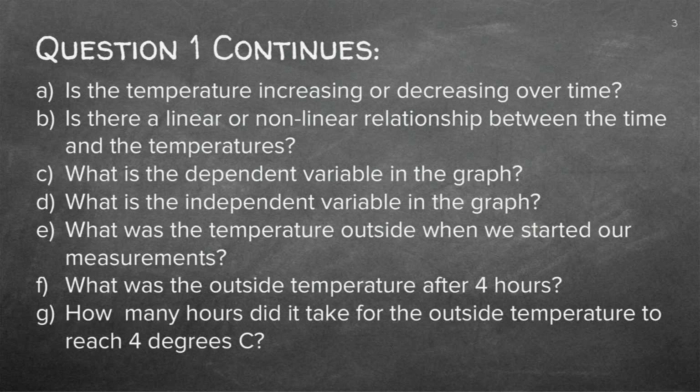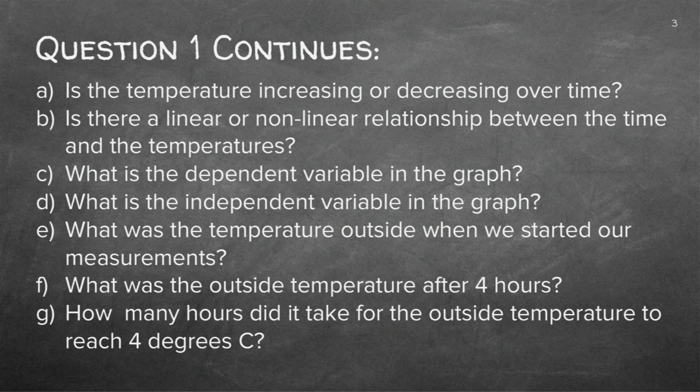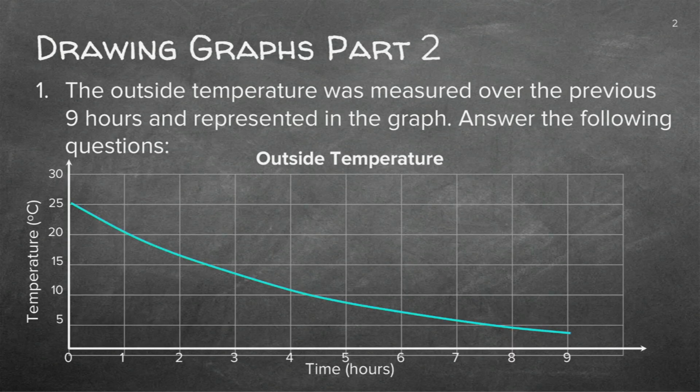What is the dependent variable in the graph? The dependent variable is temperature in degrees Celsius. And the independent is time in hours. Okay. What was the temperature outside when we started our measurements? Can you see there? 25 degrees Celsius. You must always give the unit.